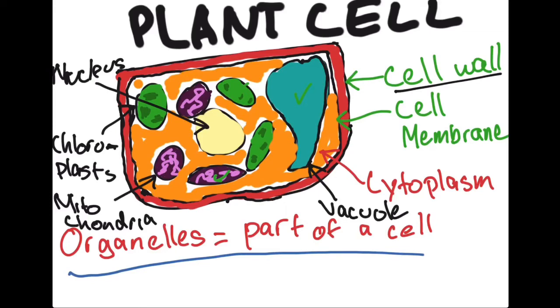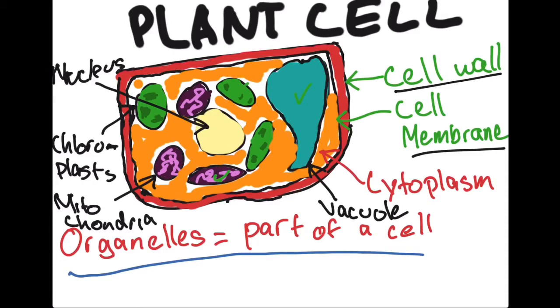Next is a cell membrane. This is inside the cell wall, and it contains all the organelles. A cell membrane is basically a door. It lets some things in and it lets some things out. So not everything can come in and not everything can go out. Waste can leave from it, and only food or water or energy sources can come in.